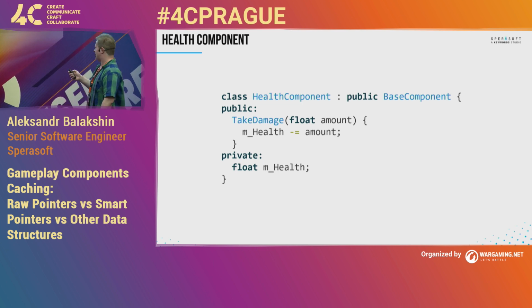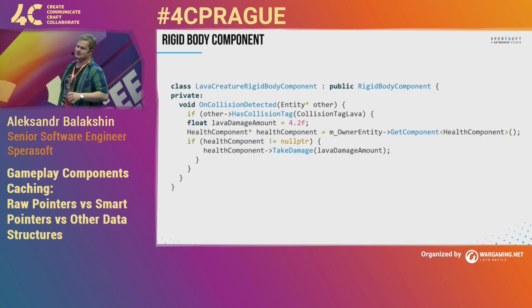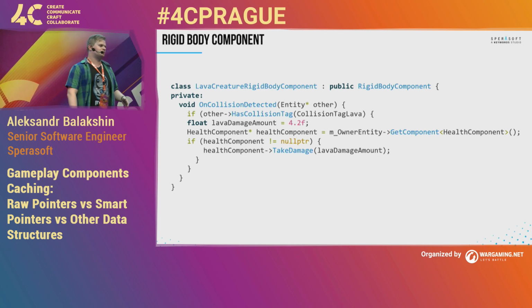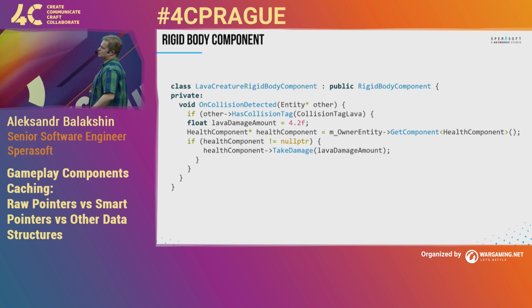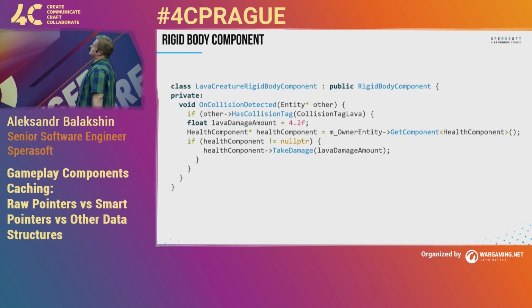for example. And then let's say that we have some kind of component which detects collision, which can tell that we collided with a certain type of object by checking some kind of special collision tag which is provided by physics middleware, like Havok usually. Yeah, and if we find that this is lava, we apply a certain amount of damage. So yeah, we get this component. If it's not null, let's take damage.